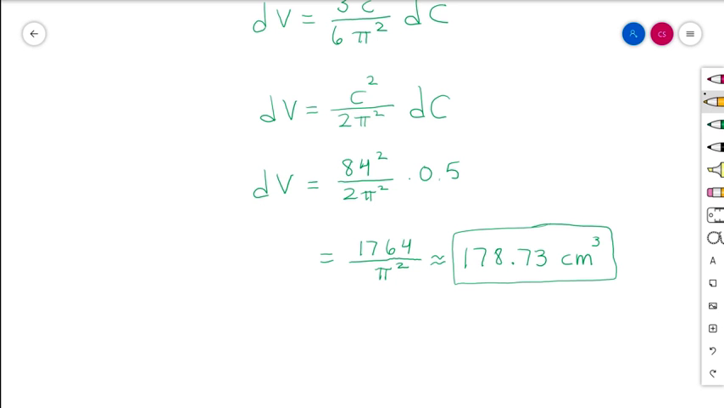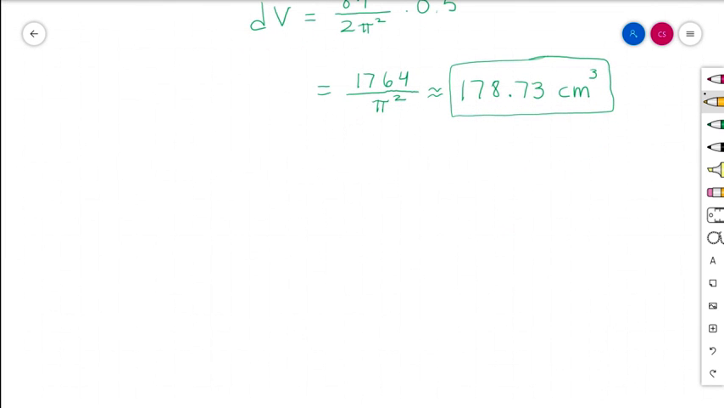And now we're going to do the same thing we did before for the relative error. And again, it's relative to the overall volume. Okay, so this looks like a large error, right? 178 centimeters cubed. But is it big relative to the overall volume? So that's why the relative error is so important. It may look big to us, but if we have a ginormous sphere, it might not be that big.